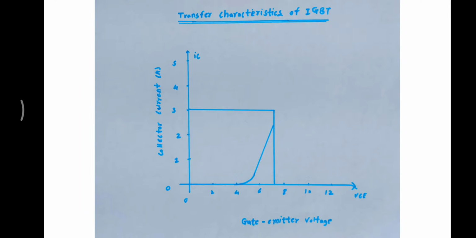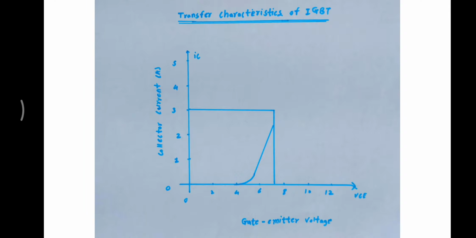So next is transfer characteristics of IGBT. The transfer characteristics of an insulated gate bipolar transistor show the relationship between the collector current IC and gate emitter voltage VGE at a fixed collector emitter voltage VCE. The x-axis is gate emitter voltage VGE and the y-axis is collector current IC. There are also three regions.